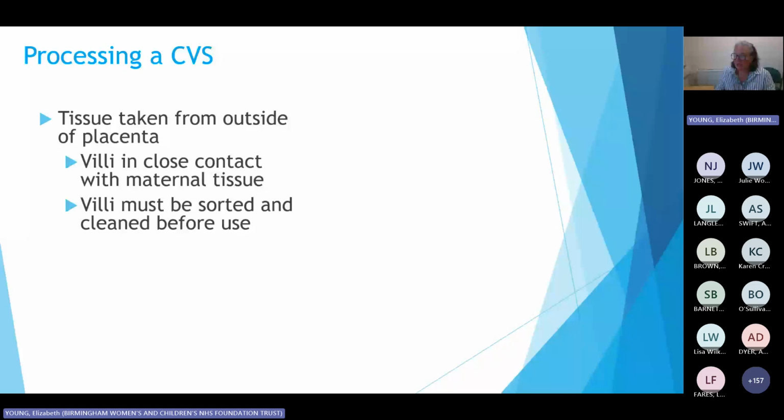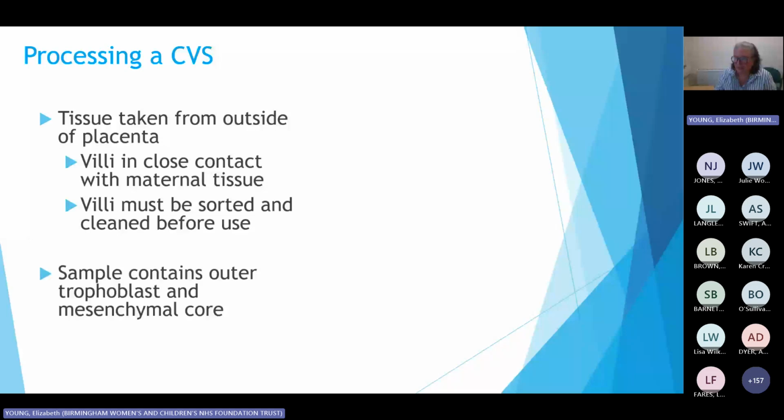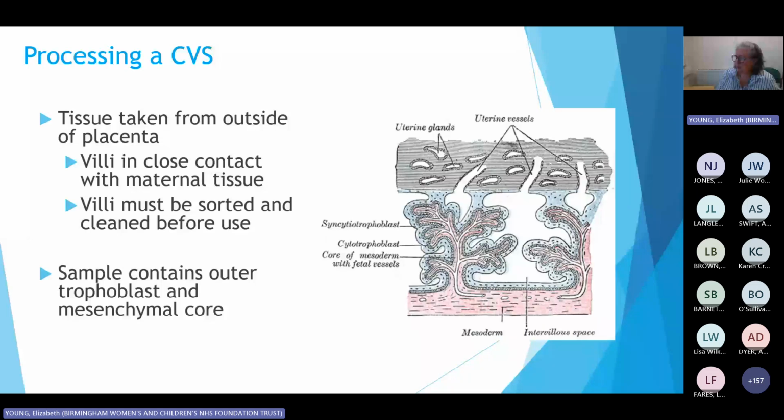And part of the reason this is a challenge is because of the way we process a CVS. When this biopsy is taken, the tissue is taken from outside the placenta, where you have the placental villi in close contact with maternal tissue. And so any CVS we receive in the lab, we clean and sort before we use it. That was the image I showed you earlier with that beautiful cleaned villi at the end. But this sample does still contain both outer trophoblast cells and inner mesenchymal core of the placenta, each of which are derived at different stages of cell division in the development of the placenta.